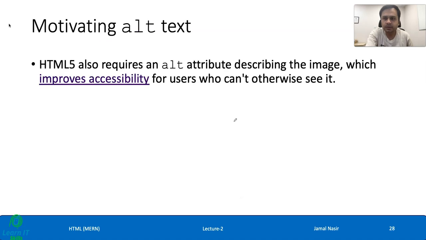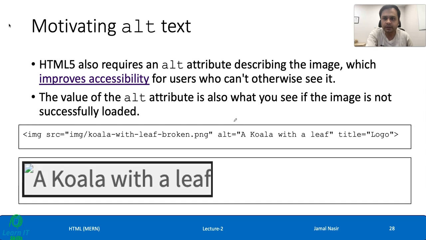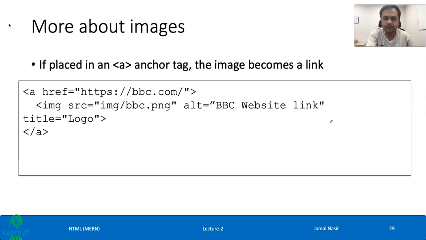You can see this alt text attribute improves accessibility for users who cannot otherwise see the image because of a slow connection or some other reasons. If that image is unable to load, then this text would appear. So at least the user can know that this image is about a koala with a leaf. This is a very important attribute that you must use here.